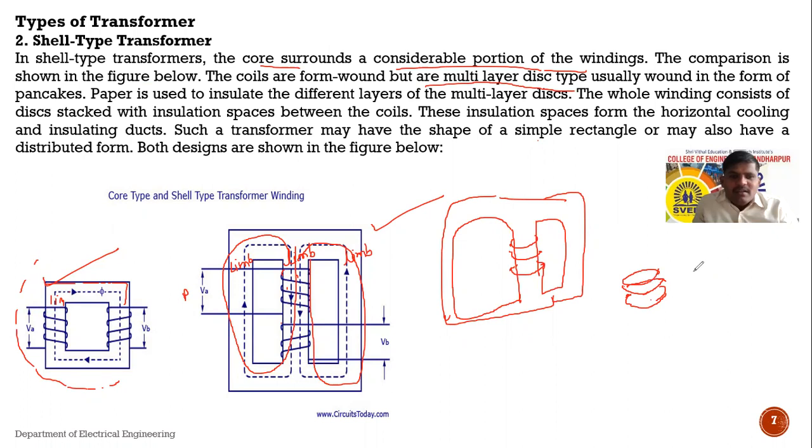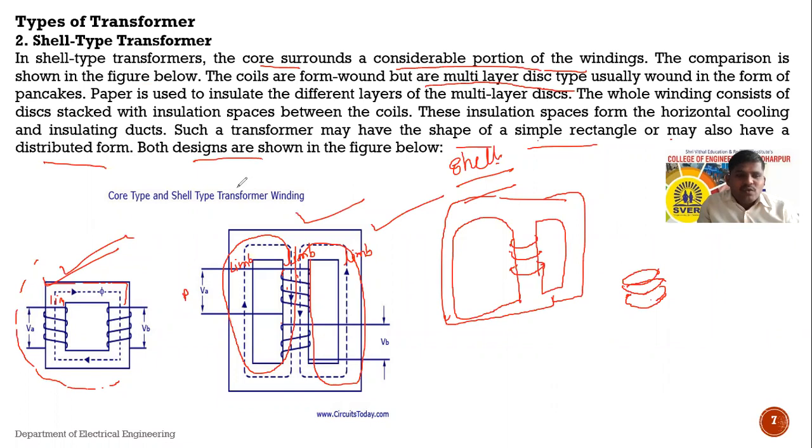Such a transformer may have the shape of a simple rectangle. This is the shell type transformer. It has a shape of a simple rectangle or may also have a distributed form. Both designs are shown in this figure, that is core type and shell type. This is the shell type transformer and this one is the core type transformer, and there is a clear difference between core type and shell type transformer.